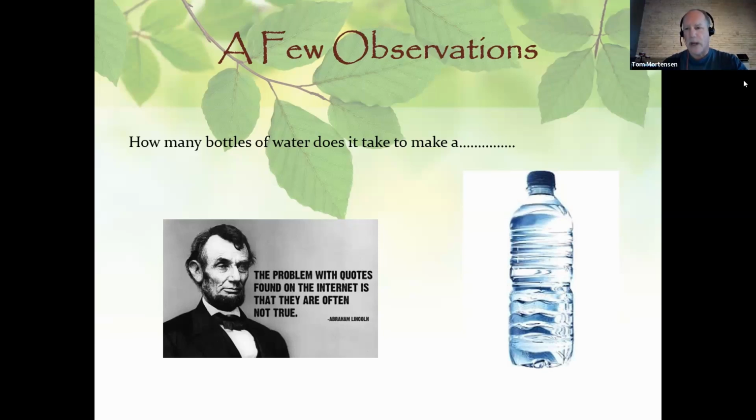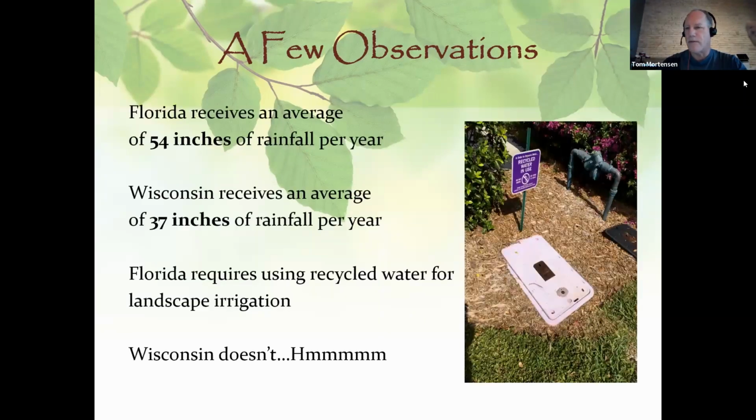And I'm not against bottled water. I think it has a place, but I think we use a lot of it. And when you connect that dot to 88 or 40 bottles of water in volume, you start to have a different thought process about that. So I was down in Florida, and they receive about 54 inches of rainfall per year, but yet they're required to use recycled water for their landscape irrigation, which I think is really interesting.